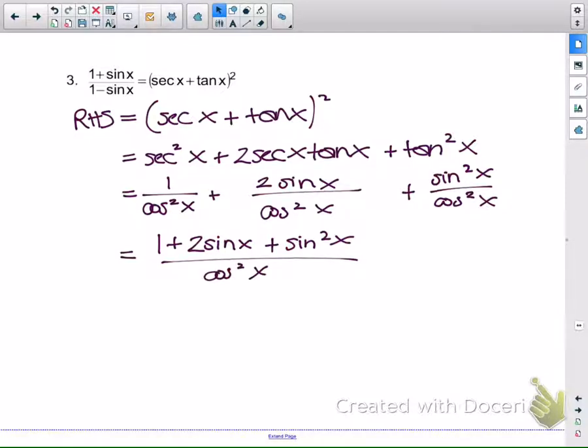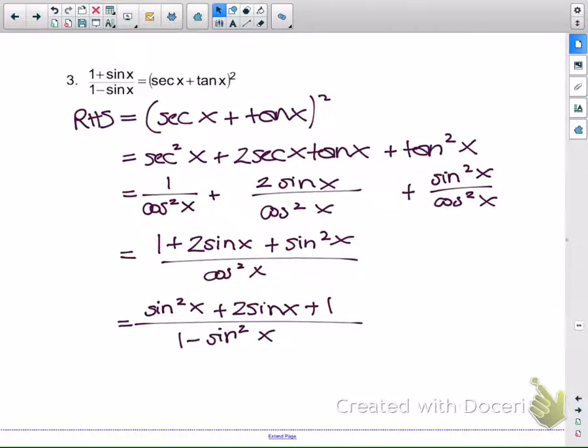You could now factor from here, or you could make one more substitution. If I take out my cosine squared, could I make everything in terms of sine? Yes, and why would that be helpful to me? I'm going to the left-hand side, which is all in terms of what? Sine. So what can I replace cosine squared with? 1 minus sine squared. All right, and before I move on, I'm going to reverse the order on the top, too. All right, so right now I have this. Any issues with that?